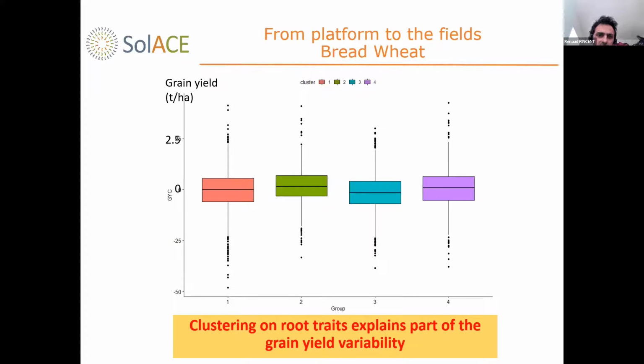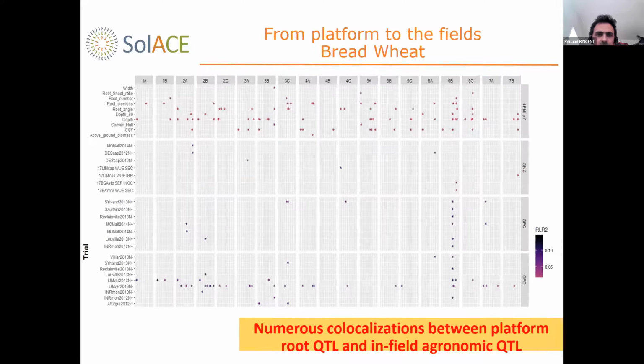We used the platform trait to cluster the genotypes into 4 clusters, and we could see that this clustering could explain parts of the genetic variability for grain yield, even after correcting for flowering time.